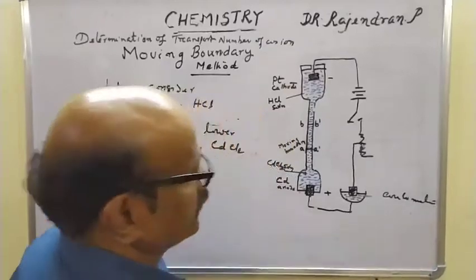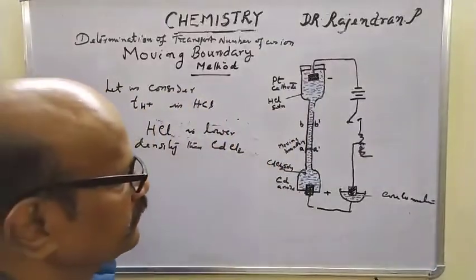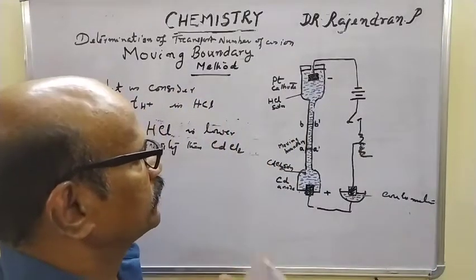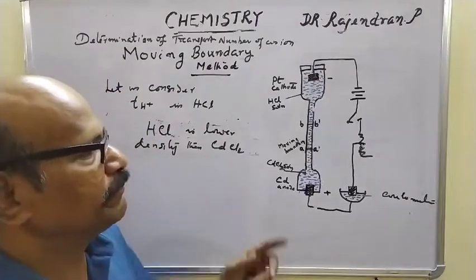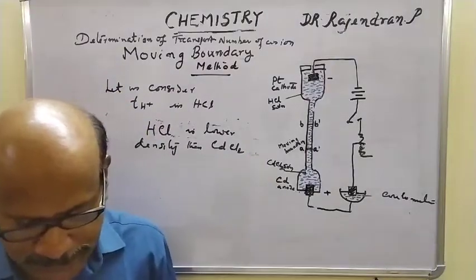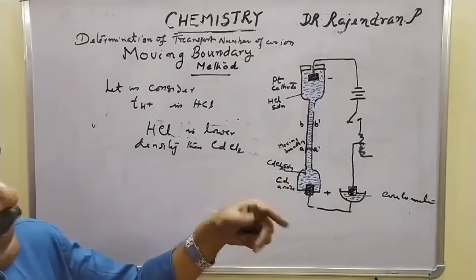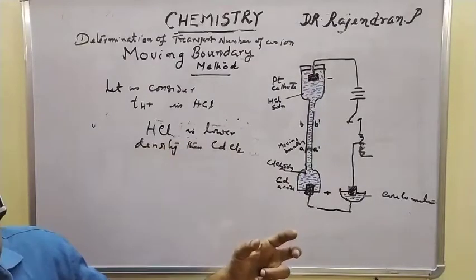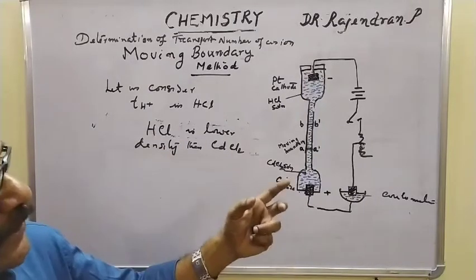To measure the current Q passing through the electrolyte. Okay, so this is the situation. The apparatus description. Okay, the experimental setup.